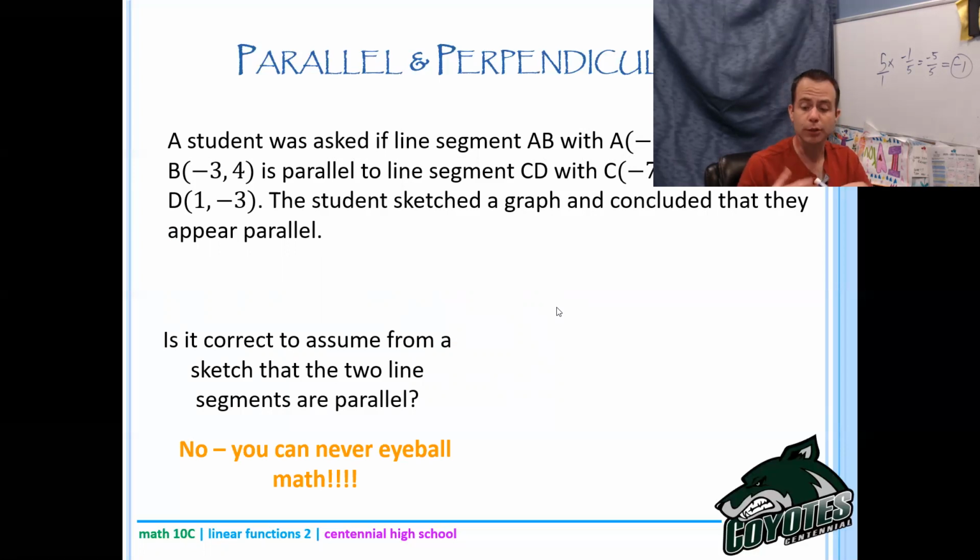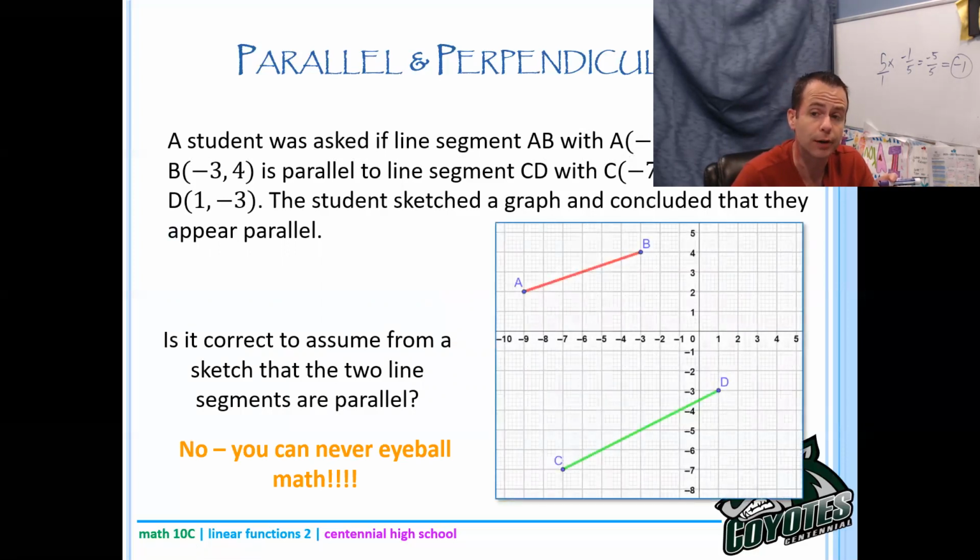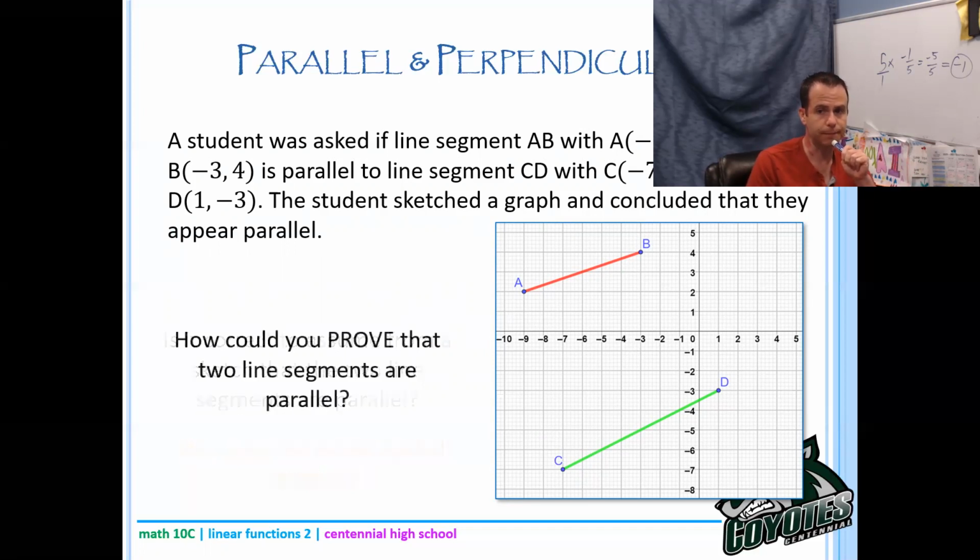Okay, I'm going to show you a computer-generated graph. And you're going to see very obviously with the computer-generated graph, these two lines are not parallel. Okay, but you can see that they're pretty close. And so if one's just sketching by hand, it's easy to assume that it could be parallel. Okay, so you can never ever eyeball something and make a judgment in math just based on the eyeball. Okay, so how do you prove it? You'd have to calculate both slopes.